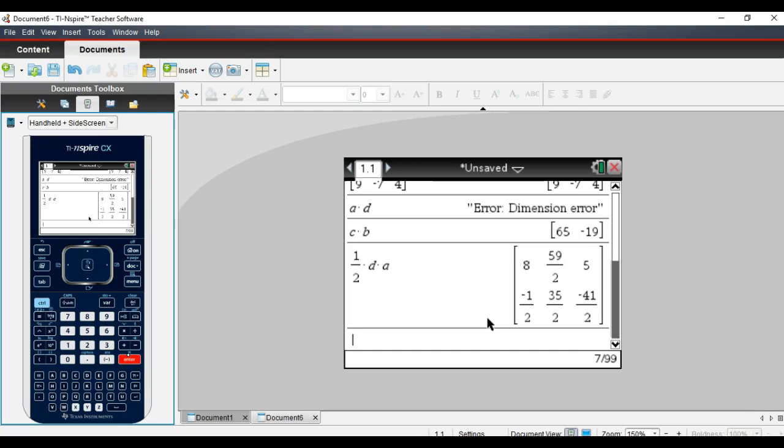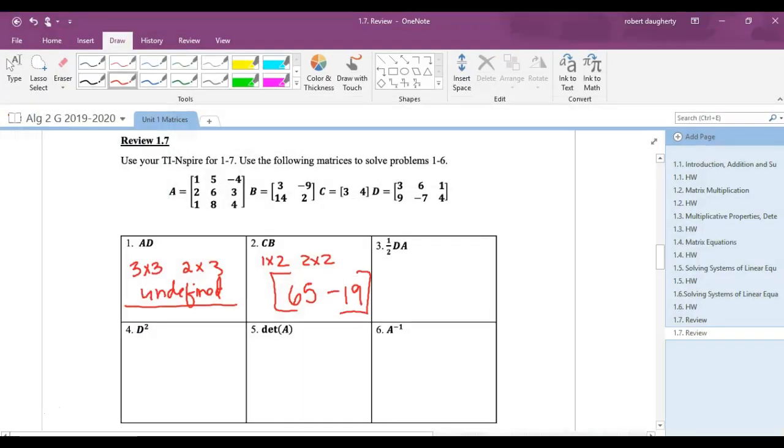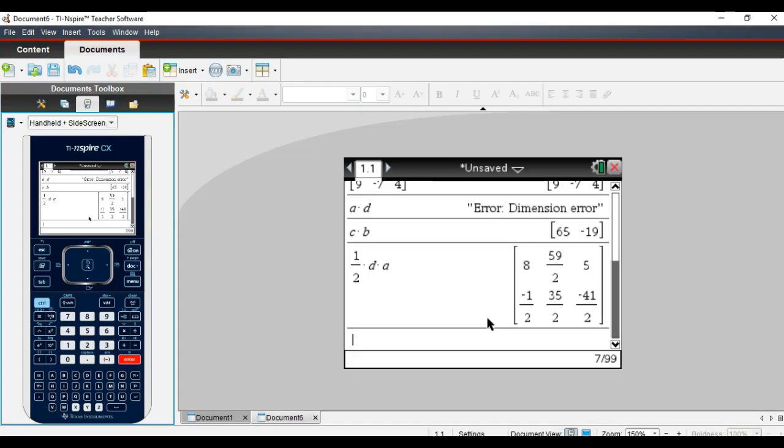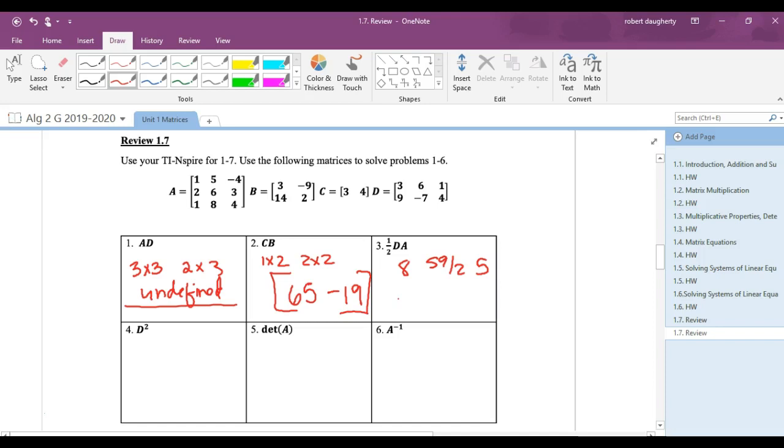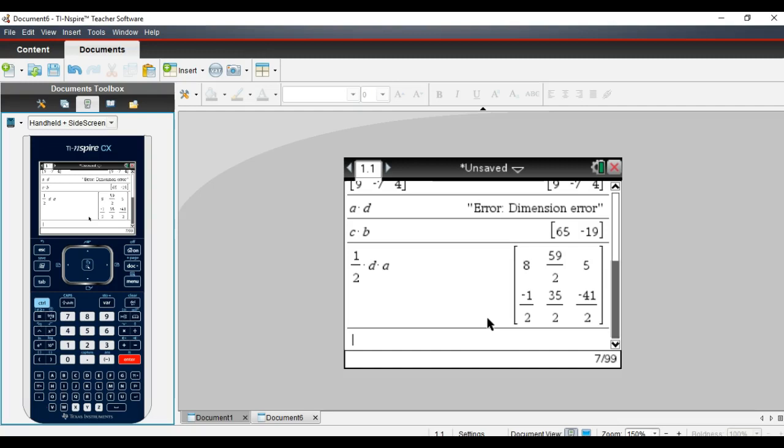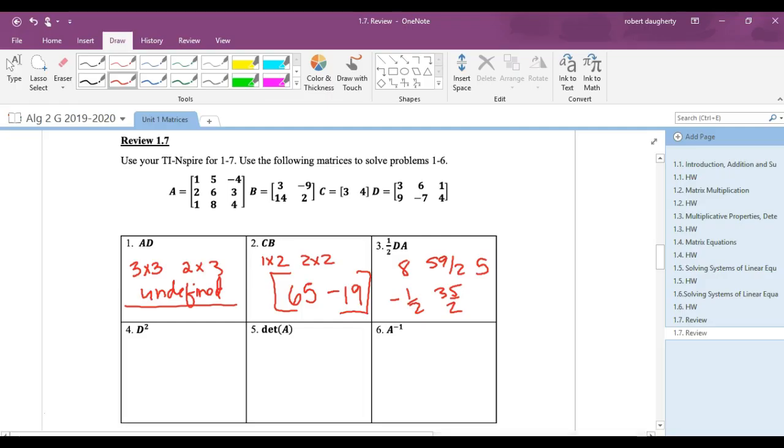Okay, that is a 3 by 3 matrix. 8, 59 halves, 5. I'm just copying these numbers down. Excuse me, this is a 3 by 2. So negative 1/2, 35 halves, and the last number is negative 41 halves. Okay, the numbers are ugly, but you really don't have to do work for it, okay? Just putting that in the calculator.